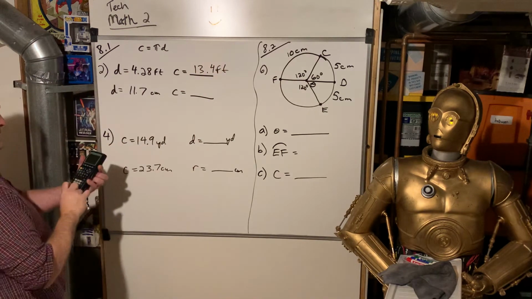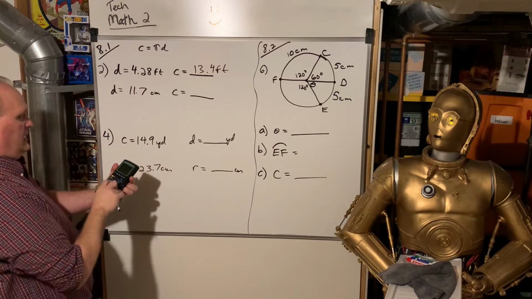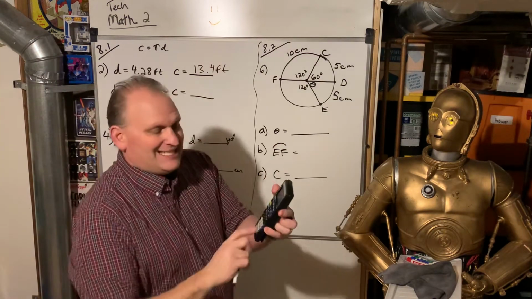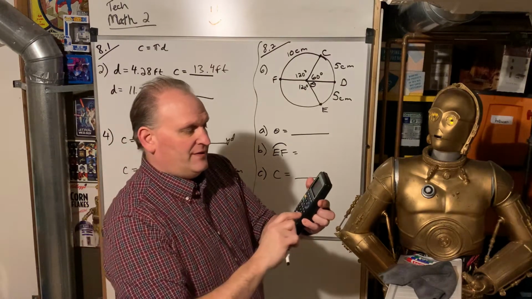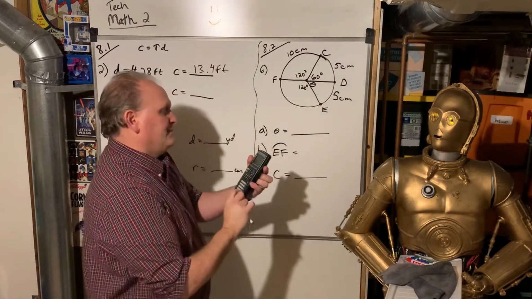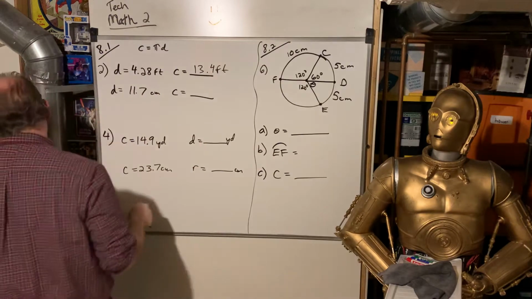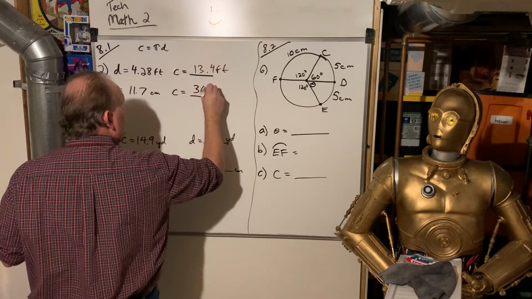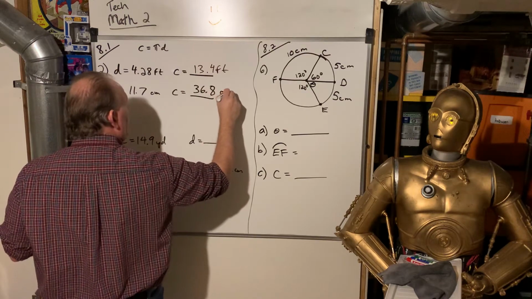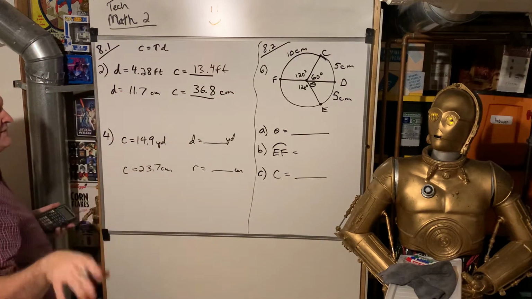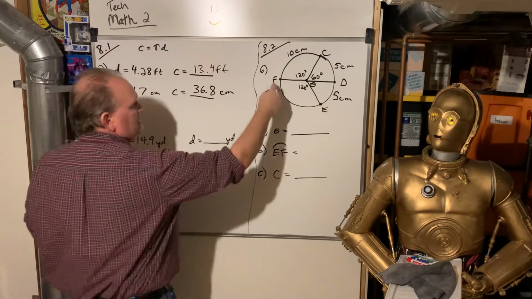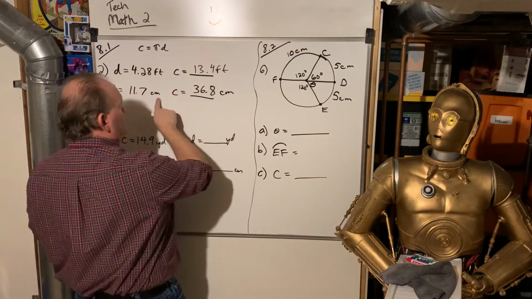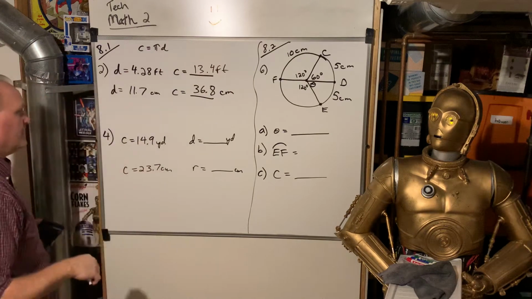Same dog, different fleas, 11.7 times pi. You actually have a pi key on your calculator. Second, and then the caret key just above the divide is pi. 36.8 centimeters. Now this isn't in feet squared or centimeters squared, it's just the distance around the outside of the circle. So it's just going to be in linear measurement, okay?